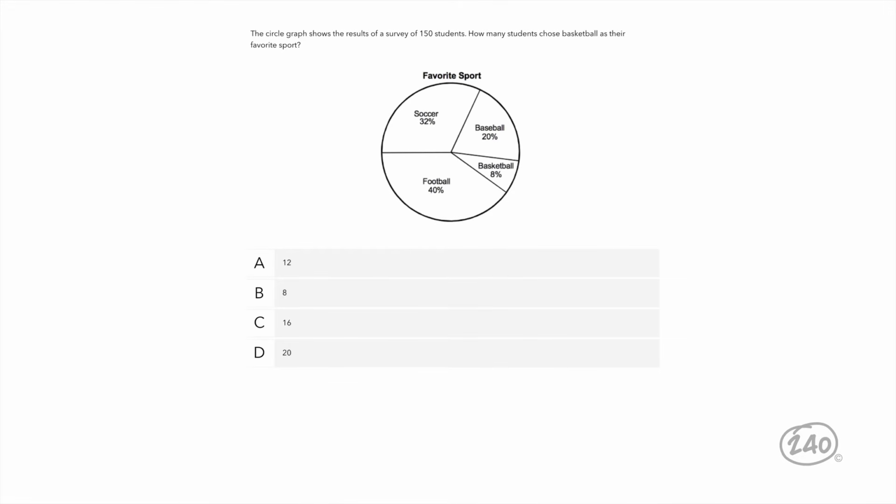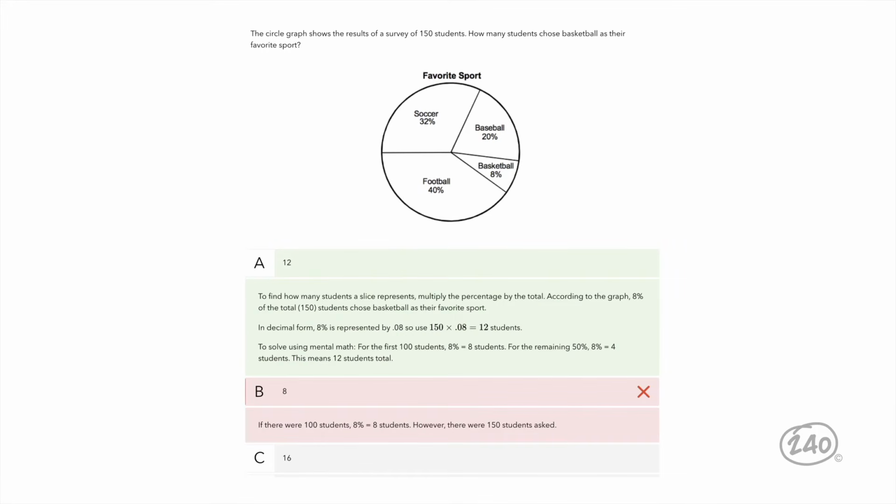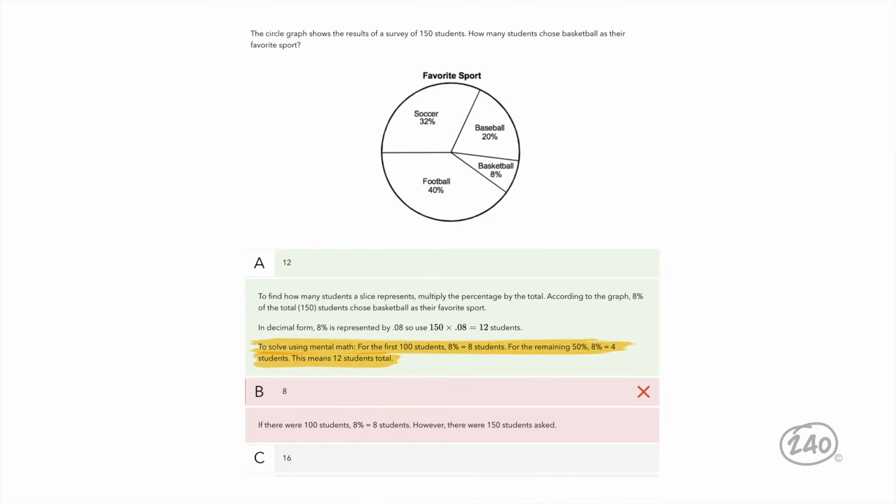And to wrap up math, let's look at a chart-based problem for the data analysis section. This problem gives us survey data, a pie chart, and asks how many students chose basketball as their favorite sport. I see an 8% in the wedge for basketball, so I'm going to pick that choice. Ah, rats, that seemed too easy. Since 150 students were asked, the percentage doesn't equal the number of students. Instead, we need to multiply the percentage by the total. So 8% times 150. While I don't get a calculator, the mental math here is pretty easy. For the first 100 students, that 8% is the same as 8 students. For the remaining 50, it'd be half, so another 4 students, giving us 12 total.